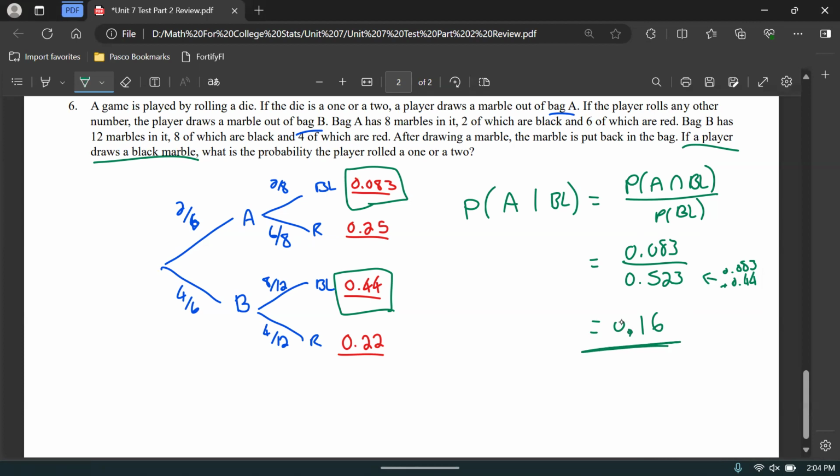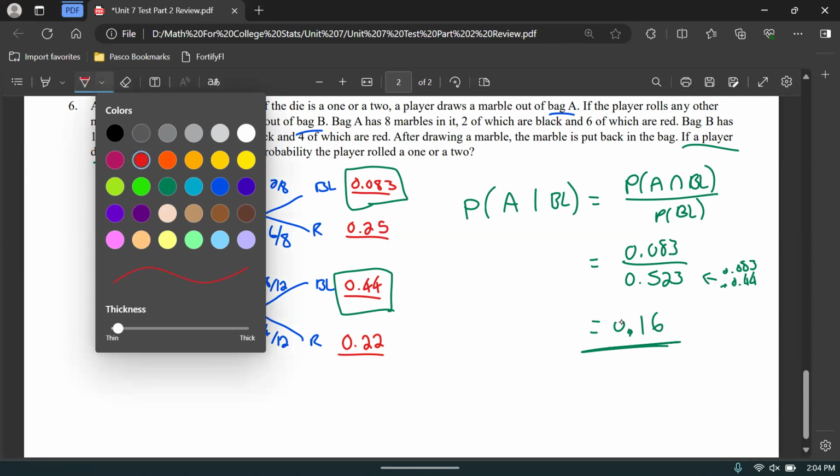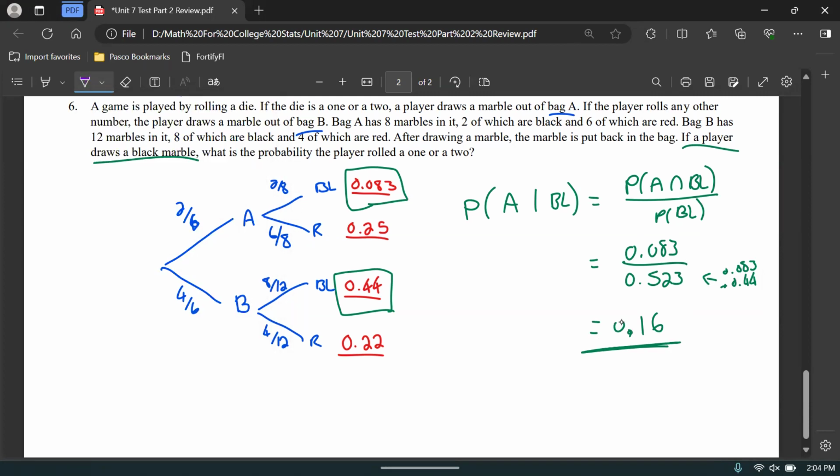All right. Could be a little bit tricky for sure, but hopefully you can kind of see how I set this all up. Just remember A represents rolling a 1 or a 2. Anything else, a 3, 4, 5, or 6 was bag B. And then once I knew which bag I was going to go into, then I picked a marble. And if I was in bag A, 2 out of 8 would be black, 6 out of 8 would be red. If I went to bag B, 8 out of 12 are going to be black, 4 out of 12 are going to be red. And that just helped me to get all the probabilities. Once I had it set up, once I had these numbers in red, it becomes a lot easier.